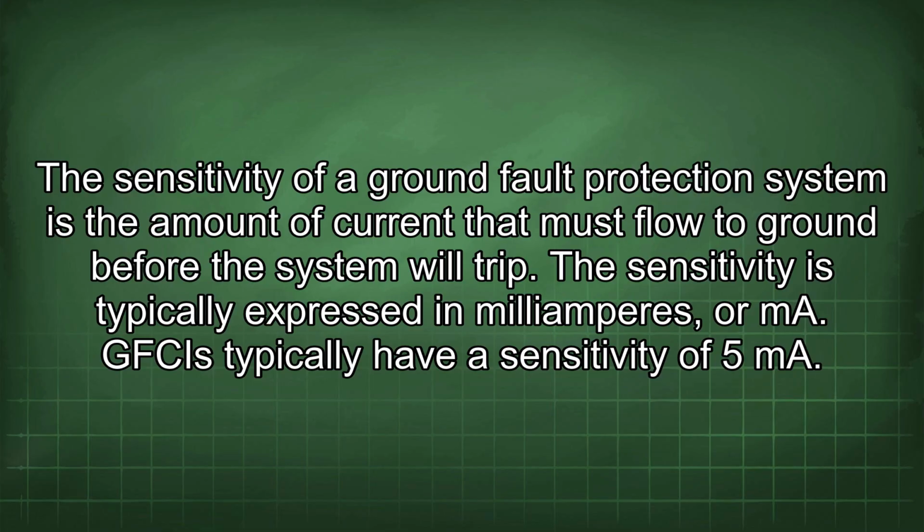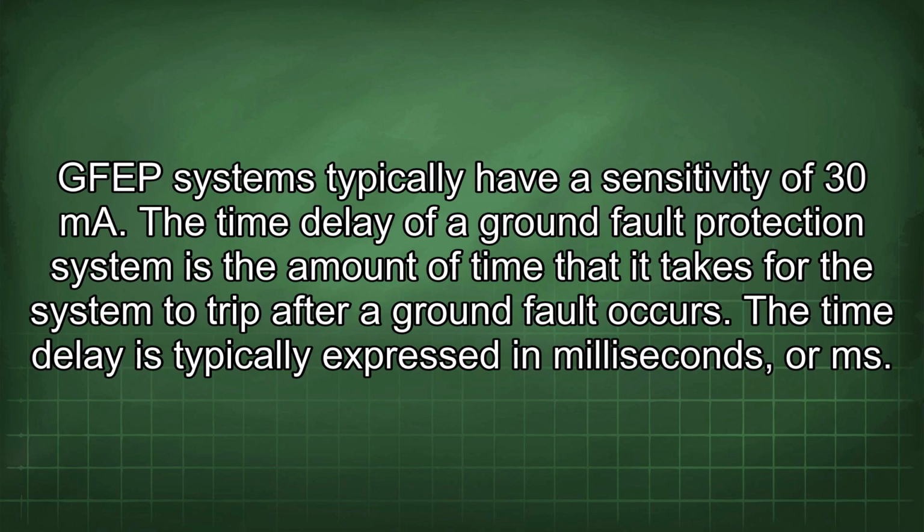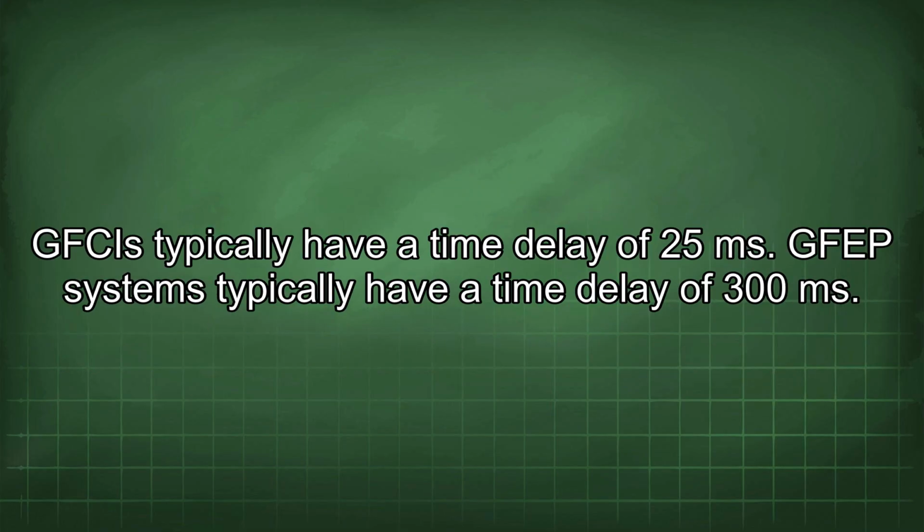GFCIs typically have a sensitivity of 5 mA. GFET systems typically have a sensitivity of 30 mA. The time delay of a ground fault protection system is the amount of time that it takes for the system to trip after a ground fault occurs. The time delay is typically expressed in milliseconds or ms. GFCIs typically have a time delay of 25 ms. GFET systems typically have a time delay of 300 ms.